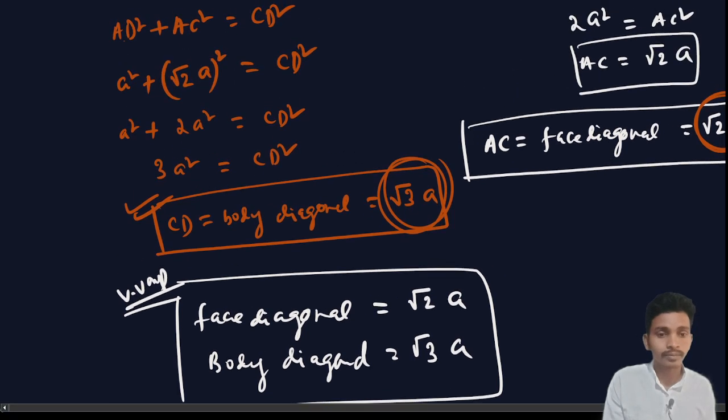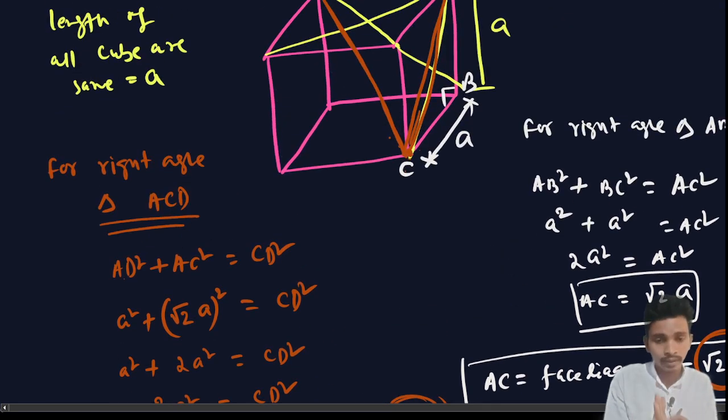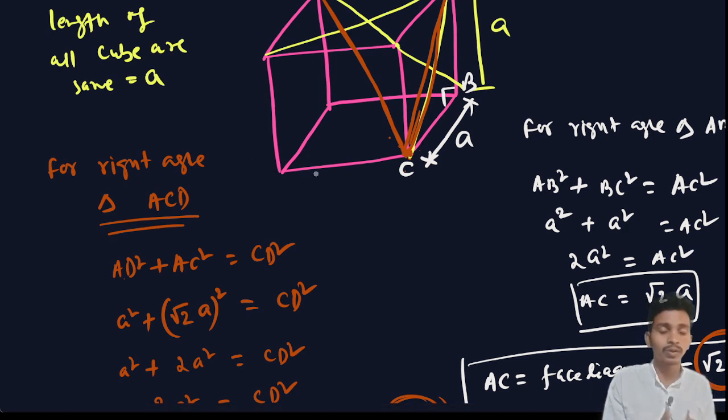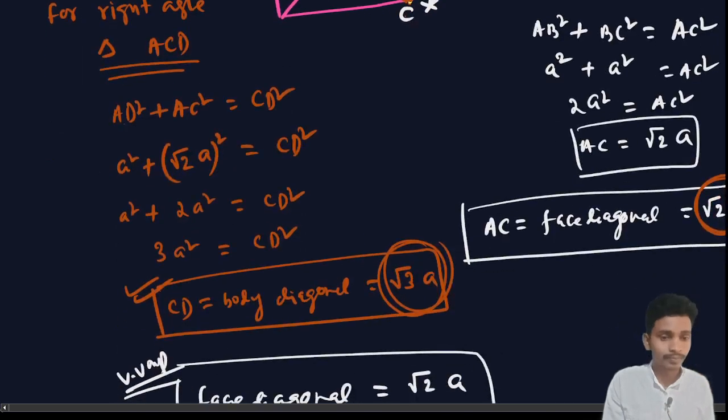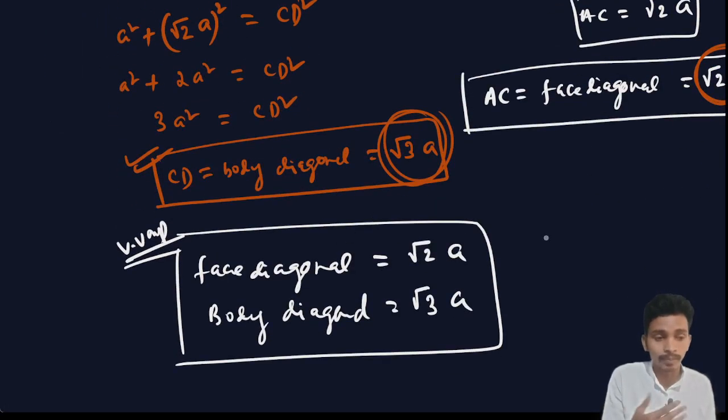Now, in solid state we will only study the cubic unit cells. We will not study orthorhombic, tetragonal, triclinic, that type of unit cell. We will only study cubic unit cells. So you should know the base diagonals, the body diagonals, and what their values are.